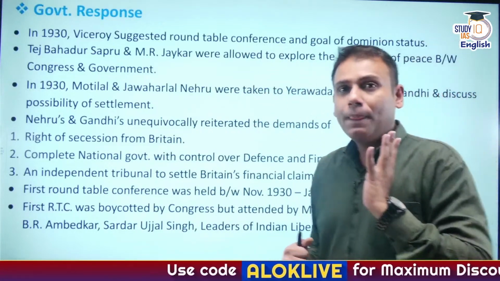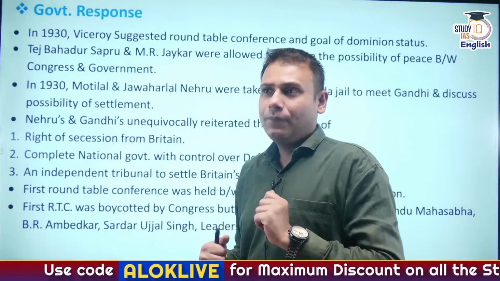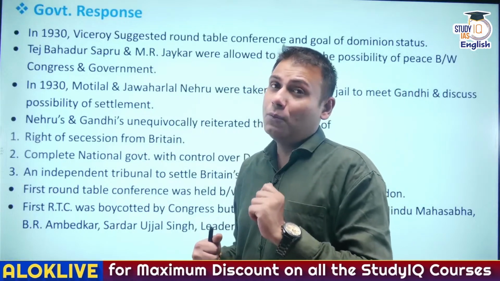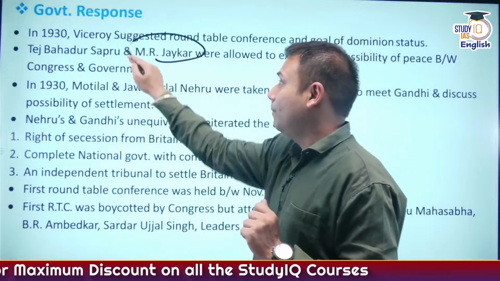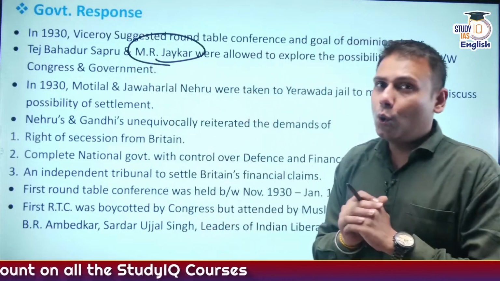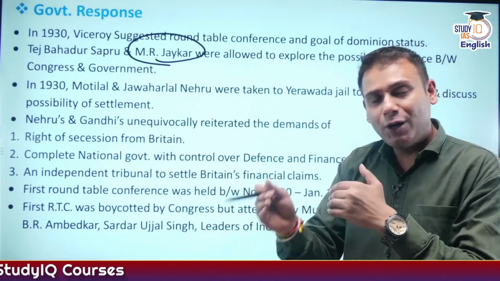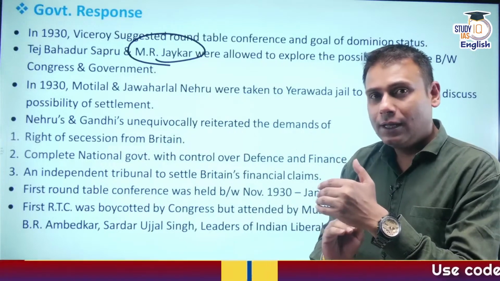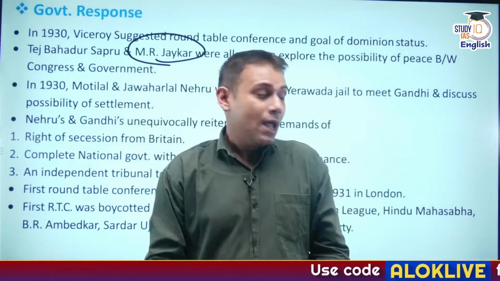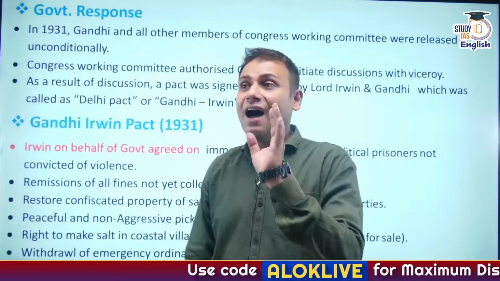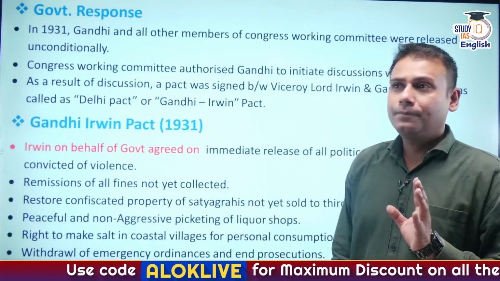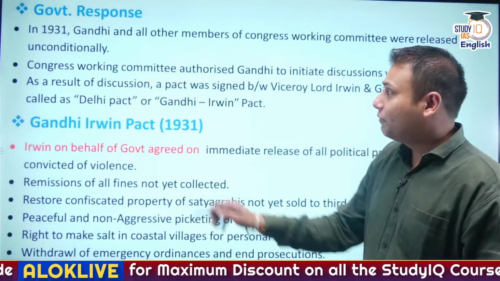Now, Tej Bahadur Sapru and M.R. Jayakar, one of the most important leaders of the Hindu Mahasabha, played a pivotal role wherein they negotiated between the Indian National Congress and the British government at that time. And this resulted in the Gandhi-Irwin Pact. Now, what is the Gandhi-Irwin Pact? It is also referred to as the Delhi Pact.